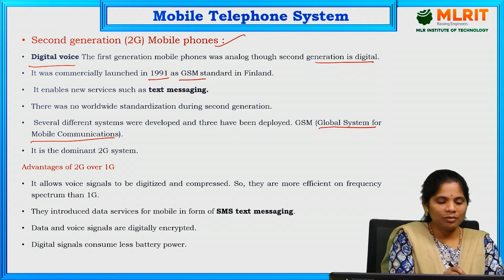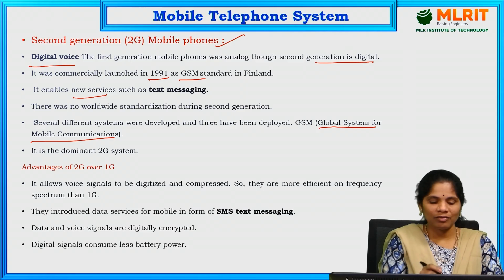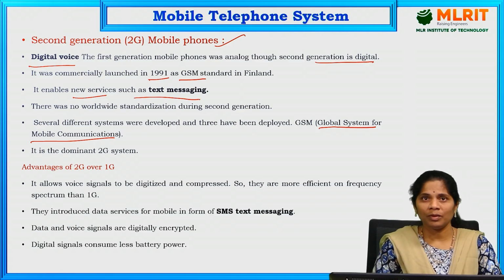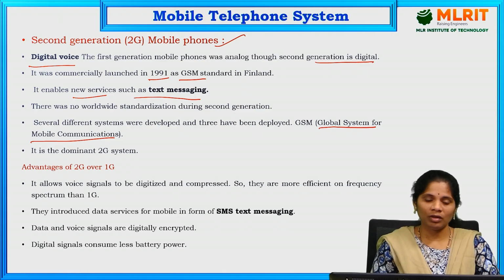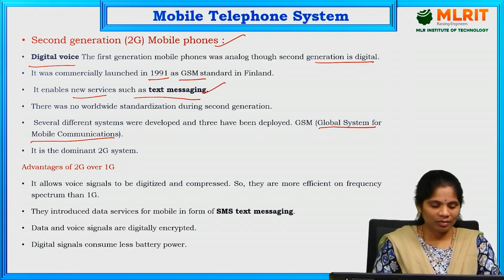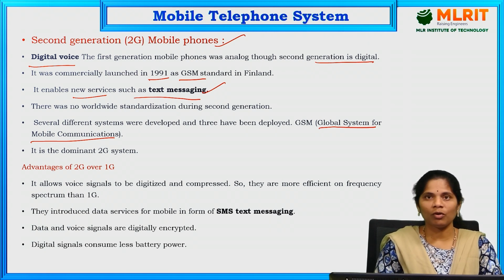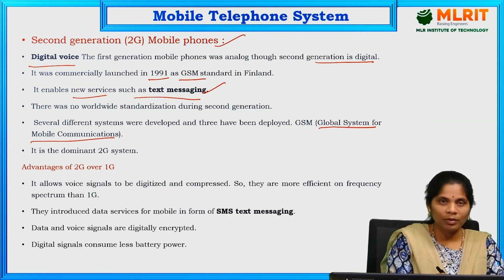So it enables new services, mainly text messaging. Previously there was no text message. In 1G there is no text message, but in 2G we have text messaging also. It is digital communication. At the same time several systems were developed and deployed. It is the dominant 2G system.